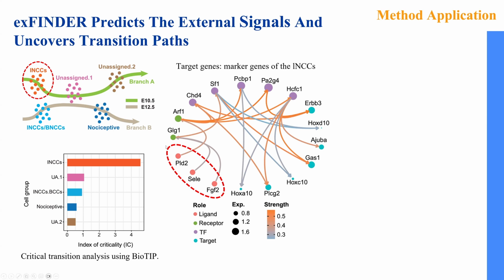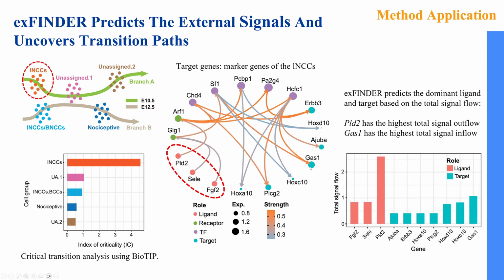So we find these three signals that can activate these two receptors, which then send signals to activate the marker genes for the latent neural cluster cells. These results are supported by previous studies. And among those three signals and those targets, we can identify which signal has the most outflow, and which target has the most signal inflow. So we can identify the critical external signals and critical targets.